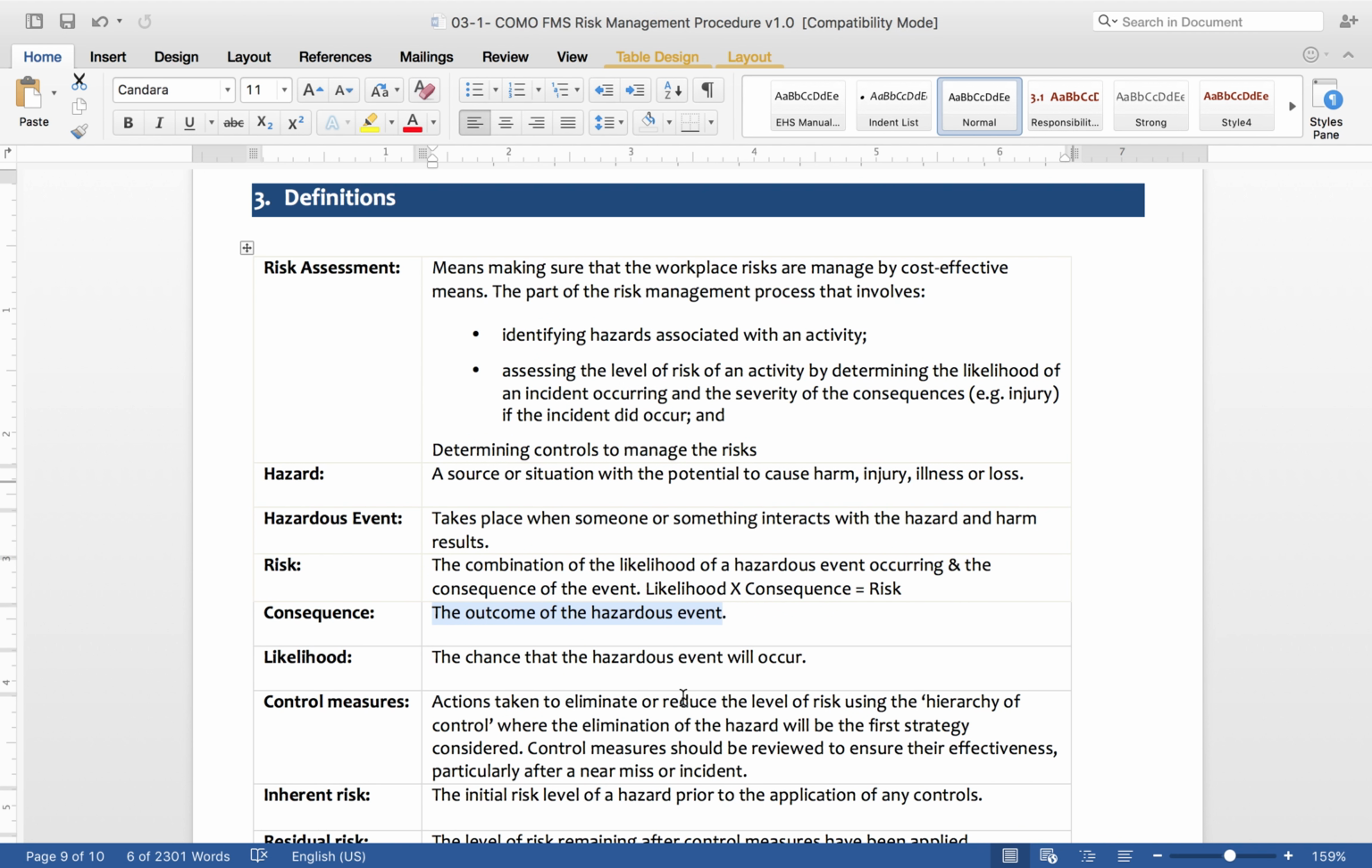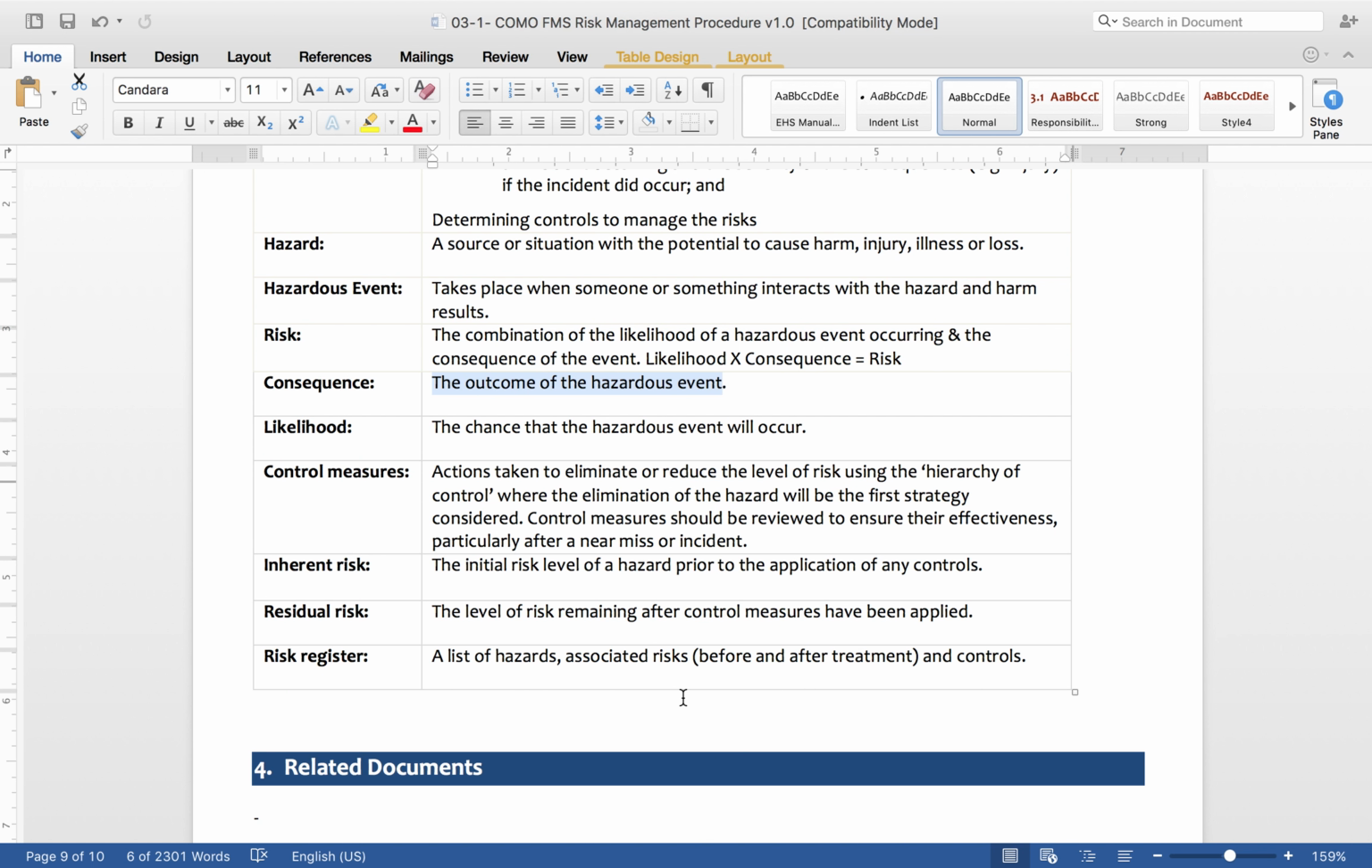Depends. Control measures. These are the steps that you would take to reduce the risk. For example, training is part of control measures. Machine guarding is part of control measures. Policies, safe systems of work, supervision, leadership, PPE, and the list goes on.